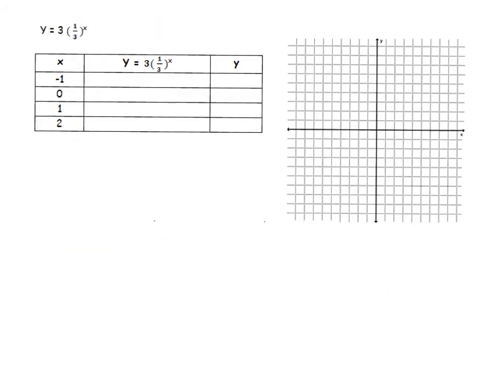Okay, so let's try this one. It's a little different because we have a value other than 1 out in front of the 1/3. So it just takes a little bit more work in simplifying in our table. So let's go ahead and start with -1 for our x value. So y equals 3 times 1/3 raised to the -1.